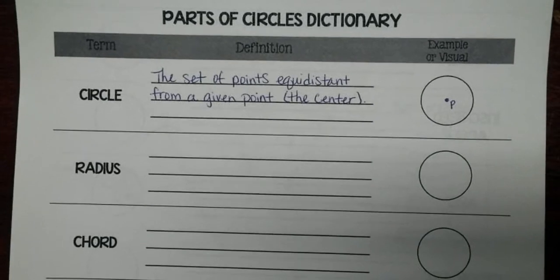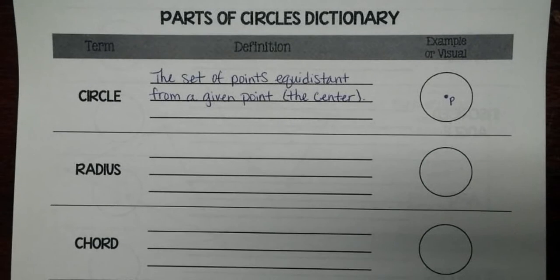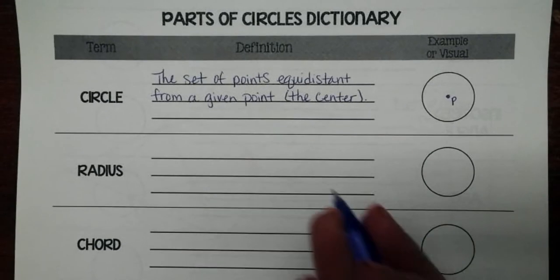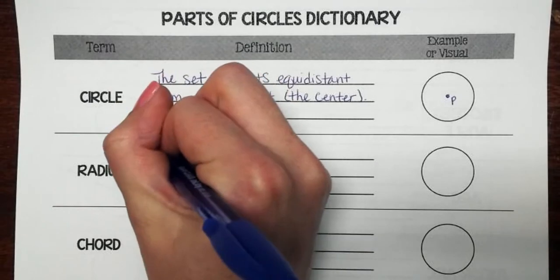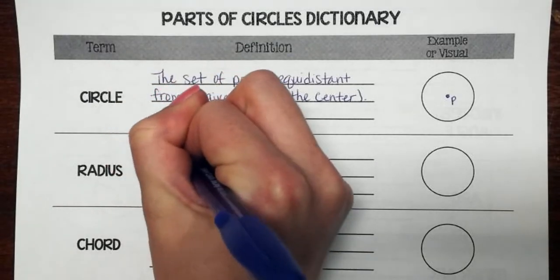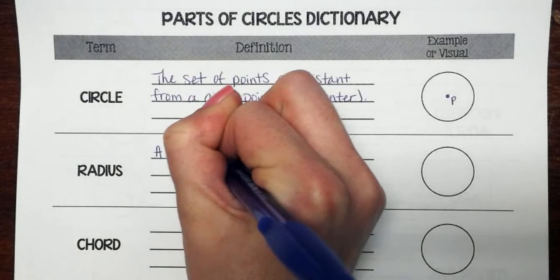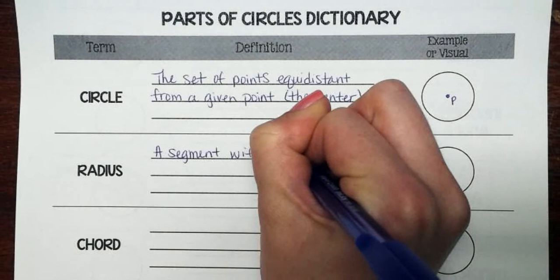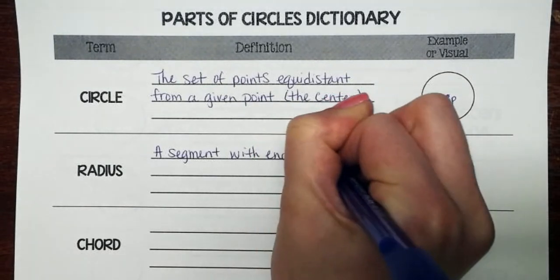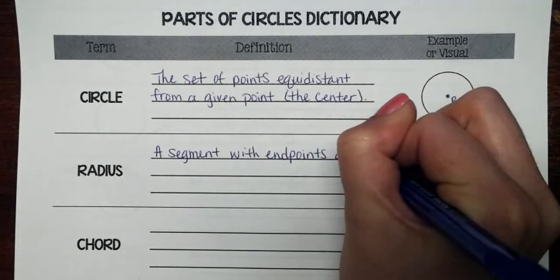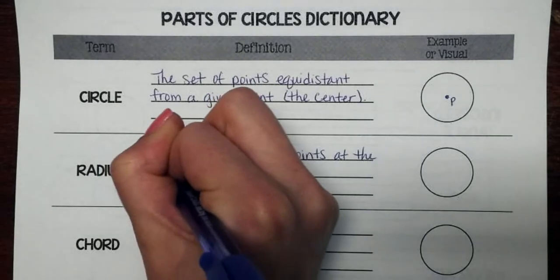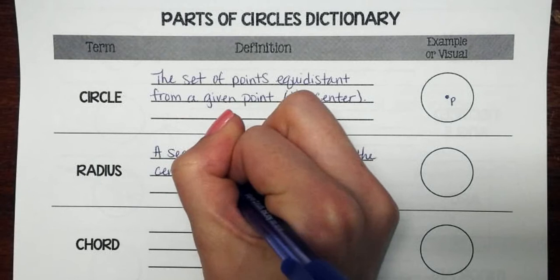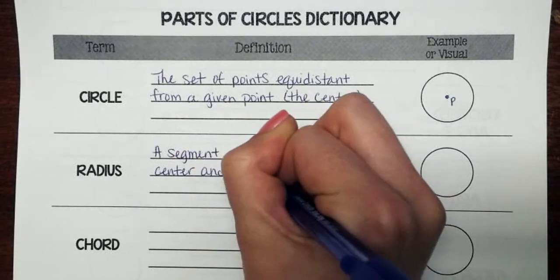Okay, so our next term, make sure you have that written. Our next term is radius. So a radius is a segment with endpoints at the center and on the circle.